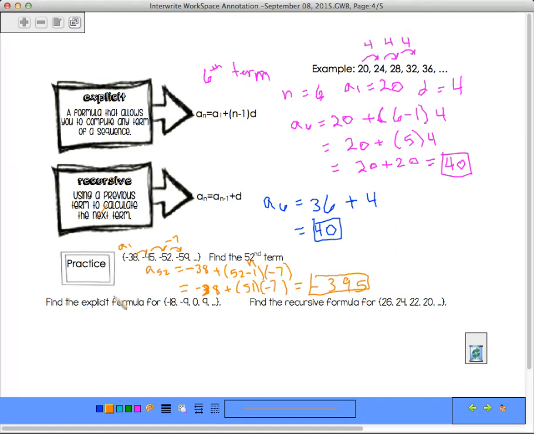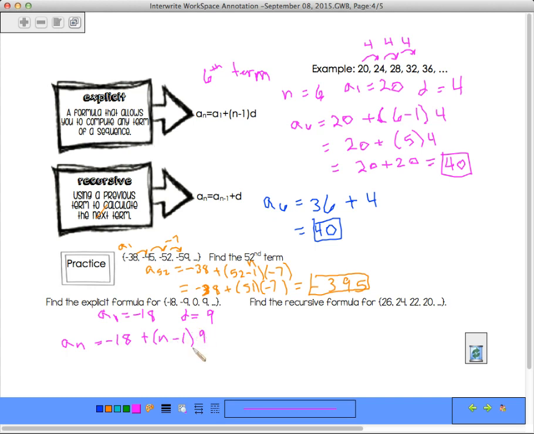All right, so this one asks us to find the explicit formula. So it just wants a general formula for how to find the nth term. So we're just not plugging it in because we don't know what n is. So we do know what a sub 1 is. We do know what d is. Each time it's going up 9. Okay, so I have a sub n equals negative 18 plus n minus 1 times d, and d is 9.